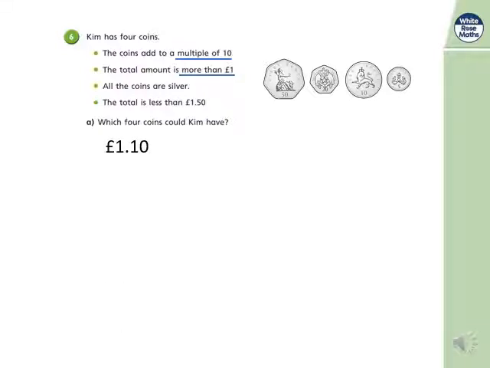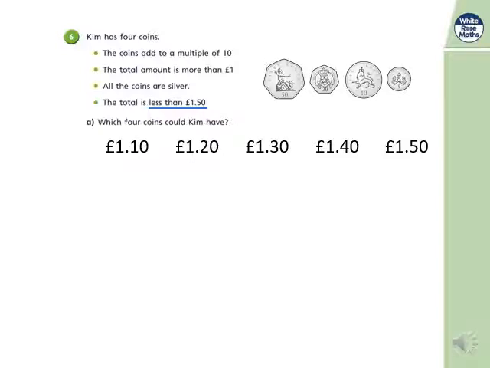So if our coins add to a multiple of 10, then the possibilities would have been £1.10, £1.20, £1.30, £1.40. Could we have done £1.50? The total is less than £1.50. So it would have only have been these 4 possible totals that we could have gone for. So let's have a look at the other parts of the problem that would have helped us.